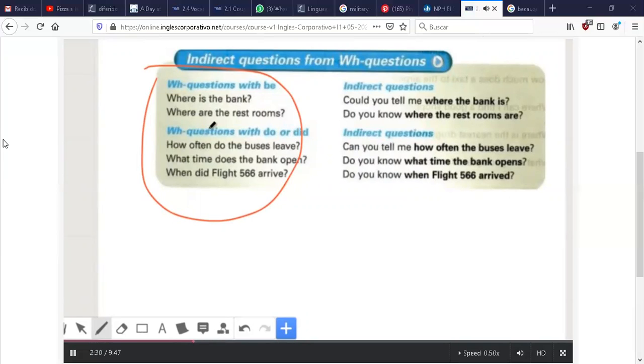What we're going to learn are some rules that we're going to follow in changing these questions from direct to indirect questions. We're going to learn how to do it with the verb to be, and we're also going to learn how to change WH questions with either do or did.